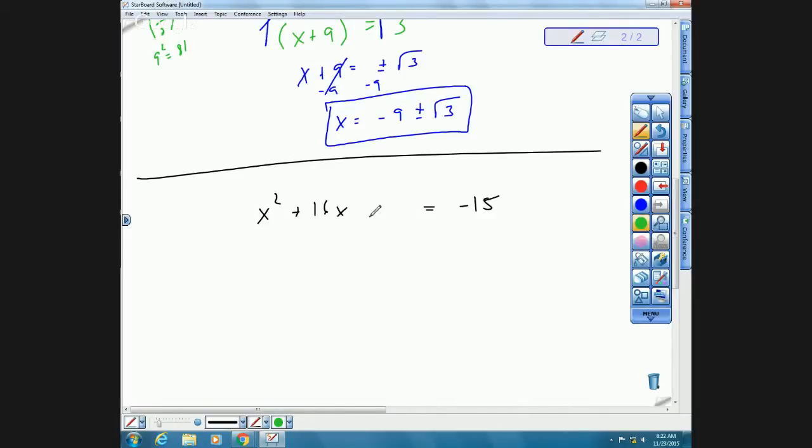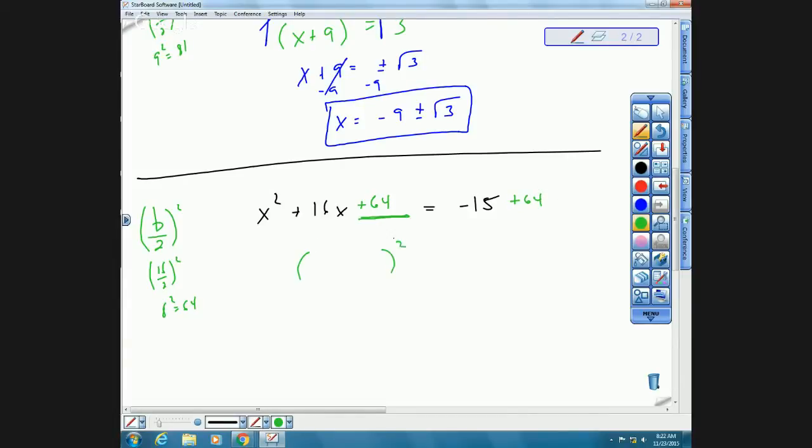So here, we need to figure out what number makes this side factorable. You do b over 2 squared. Cut the middle number in half and then square it, so 8 squared is 64. If I add 64 on the left side, I have to add 64 on the right side.